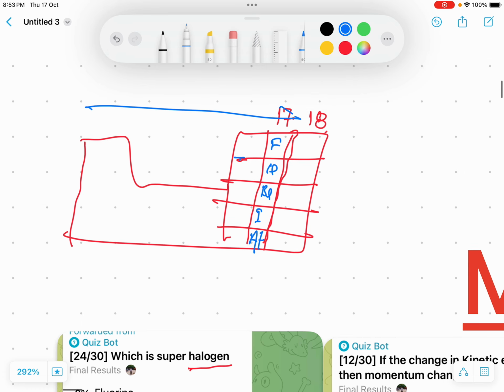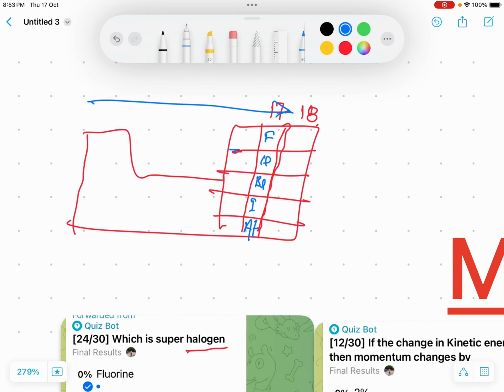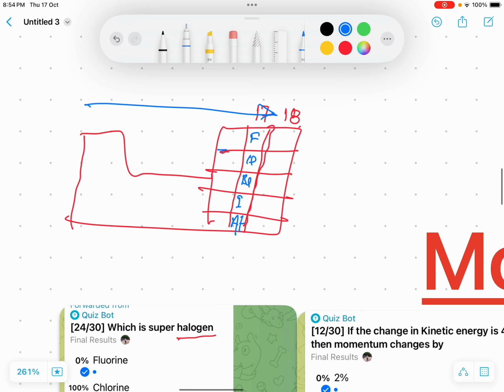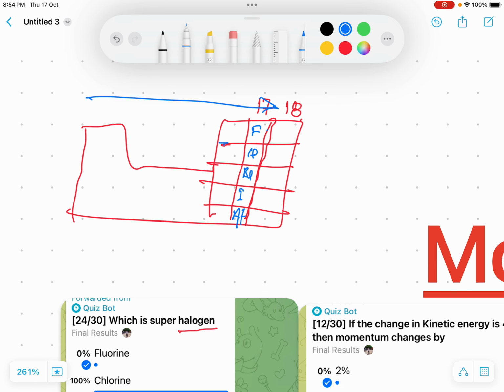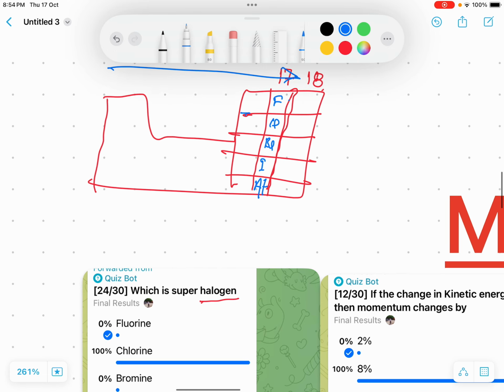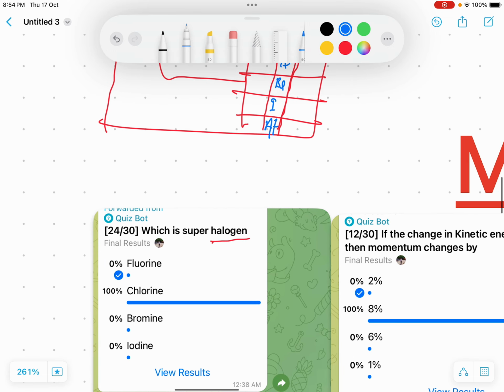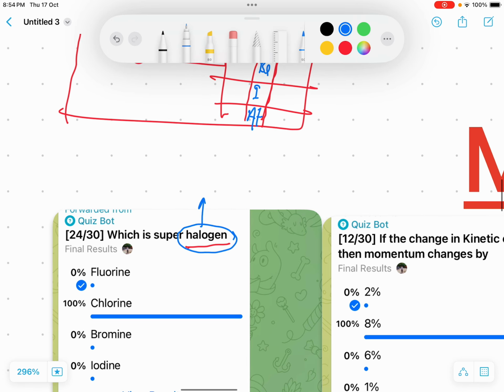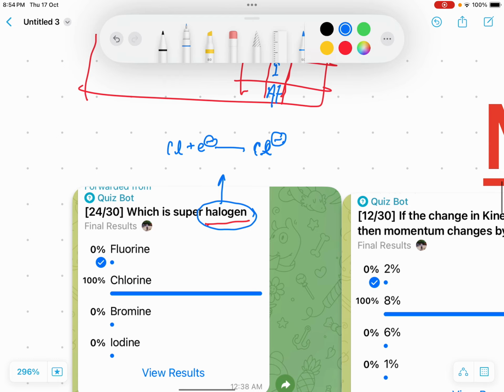And as we know, when we move from left to right, atomic size decreases. Since atomic size decreases, the reactivity increases, unlike noble gases, which are stable with their octet state. So halogens have a tendency to gain electrons. For example, chlorine can gain one electron to form a chloride ion. So it has a tendency to gain electrons.